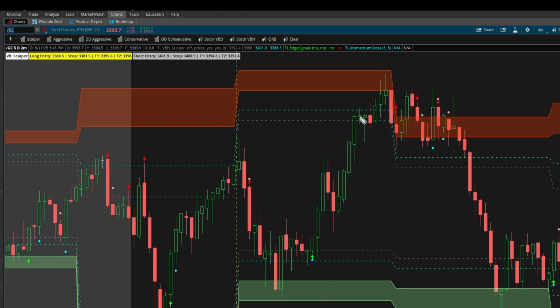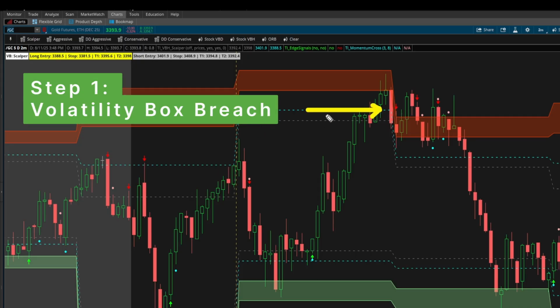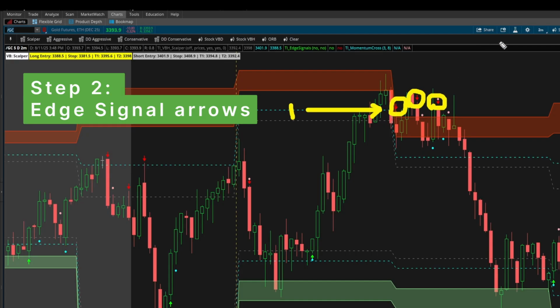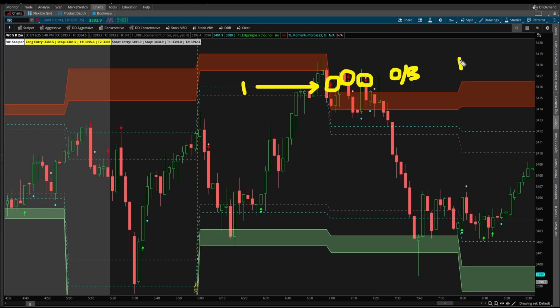So early on in the morning, we have gold rally all the way up into our scalper models. As soon as we cross this blue cyan line, that's what we call a volatility box model breach. Now, after this happens, we're looking for the edge signal confirmation. That's these red arrows right here. The edge signal is our proprietary overbought, oversold confirmation signal. Think of it as the RSI on steroids, and it tells us that, hey, we're now looking for a reversal here. So in this case, when price breaches the upper models, we're looking for the bearish arrows for a short side trade.